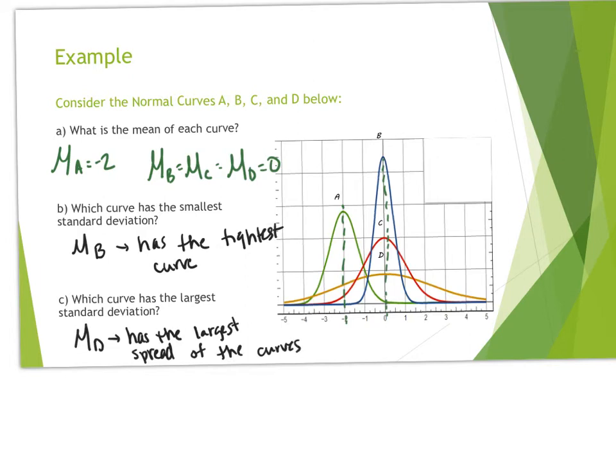So again, all these curves look exactly the same shape. They're all symmetric and unimodal. The only thing that's different about them is that they have different means, where their centers are located, and different standard deviations, how wide and how spread out they are.